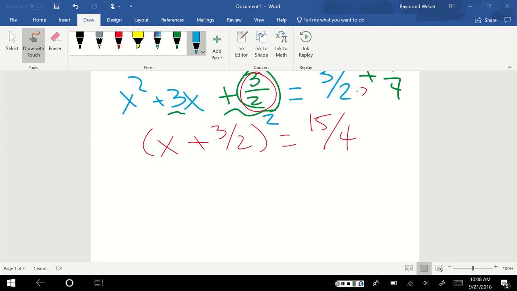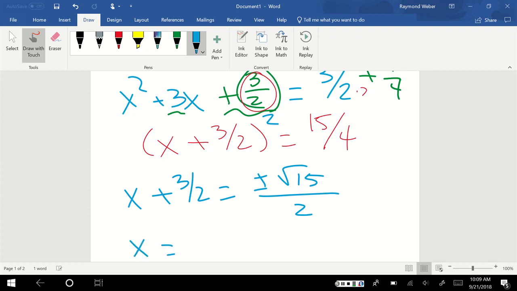Now what I need to do is I need to square root both of these sides. So x plus 3 halves equals plus or minus the square root of 15 over 2. Okay, so I took the square root of 4, took the square root of 15, which I can't do anything with. Then I subtract 3. So I have x equals negative 3 halves plus or minus the square root of 15 halves.